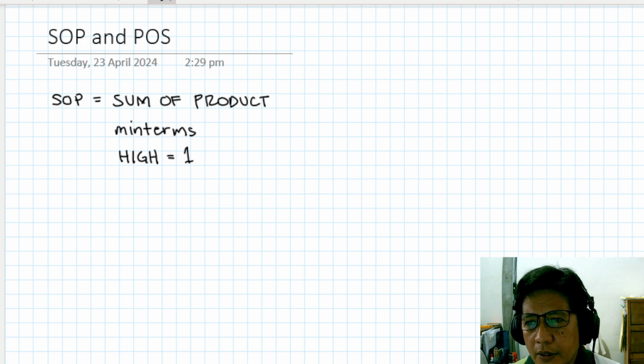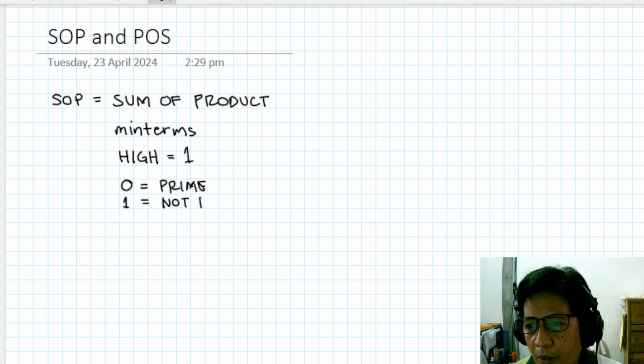Also, in sum of product, the minterms are made of variables based on the inputs, where the inputs are being interpreted as follows: if it's 0, the variable is prime. And if the input is equivalent to 1, the variable is not prime.